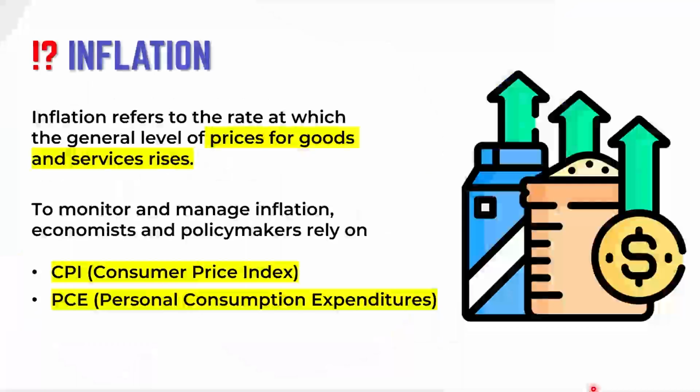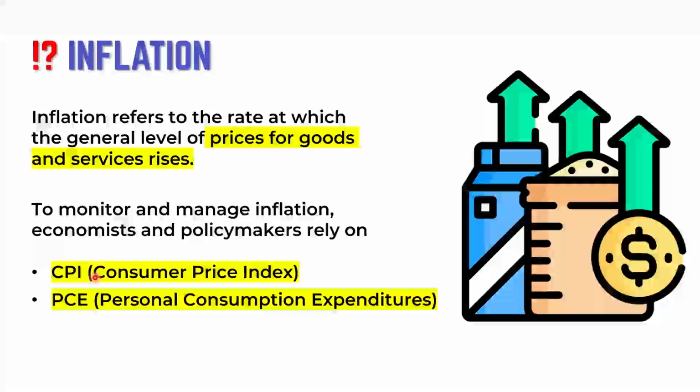Let's get started. Understanding inflation. Inflation refers to the rate at which the general level of prices for goods and services rises, eroding purchasing power. It's a natural part of a growing economy, but when it accelerates too quickly, it can lead to economic instability. To monitor and manage inflation, economists and policymakers rely on key indicators, primarily the CPI and PCE.